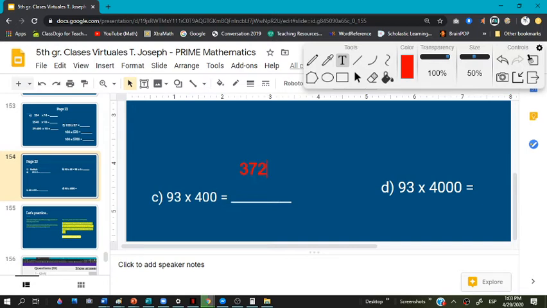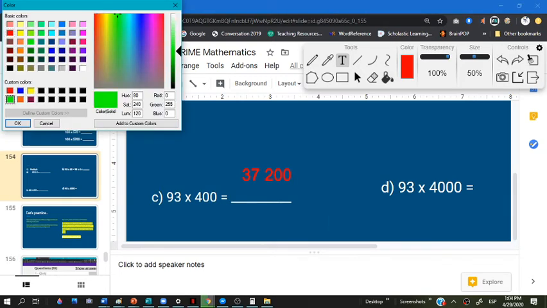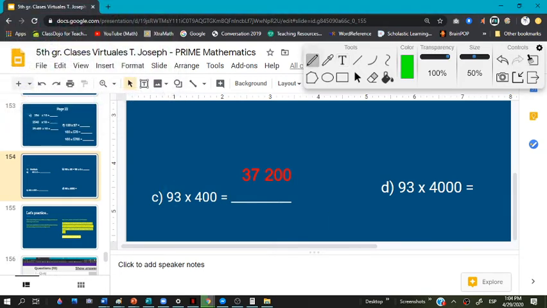And how many zeros do I have? I have 2 zeros in my problem. So I'm going to put 3, 7, 2, 0, 0. Okay, 372, but then I added those 2 zeros. Again, 93 times 4 equals 372, and then I added my 2 zeros. 1, 2, 1, 2. Okay, 37,200. Let's do the last problem together.